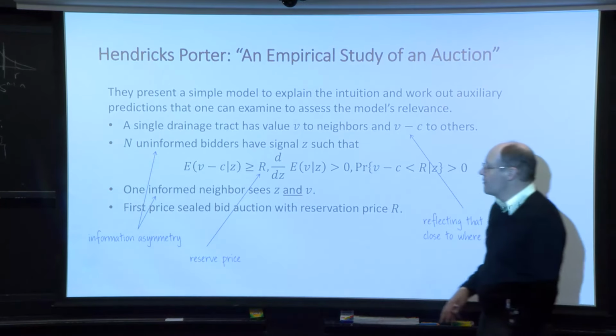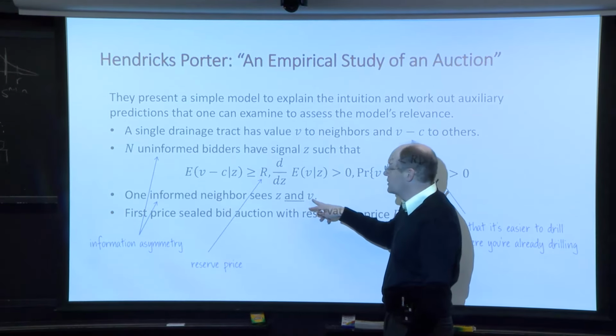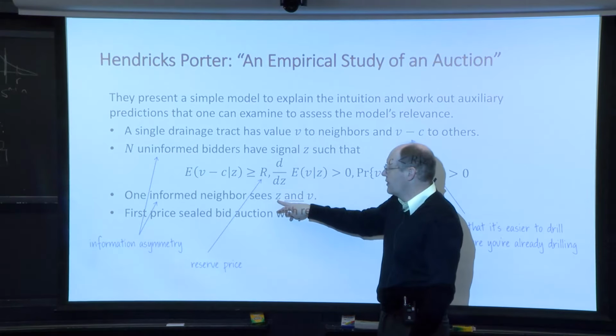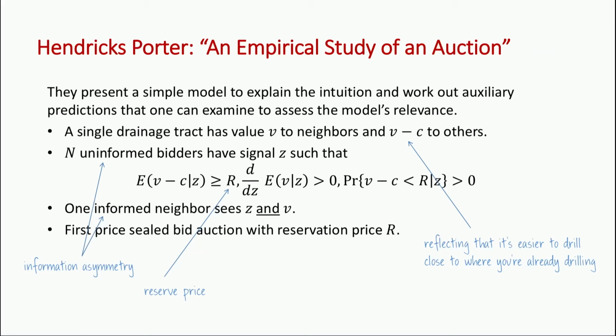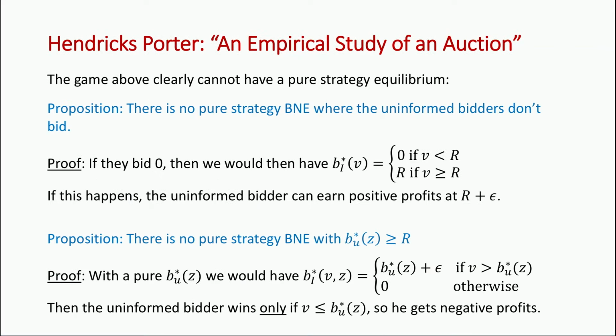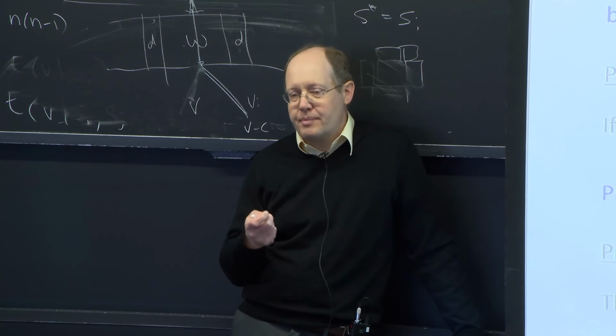Then you have the one informed firm that both sees the true value, actually fully knows how much oil is under the drainage tract, and sees the signal that the uninformed bidders are relying on. Then they think about a first price sealed bid auction with the reservation price of R. As we've observed a few times in this class, this is not a game that can have a pure strategy equilibrium, because in some sense the uninformed players are just too vulnerable.